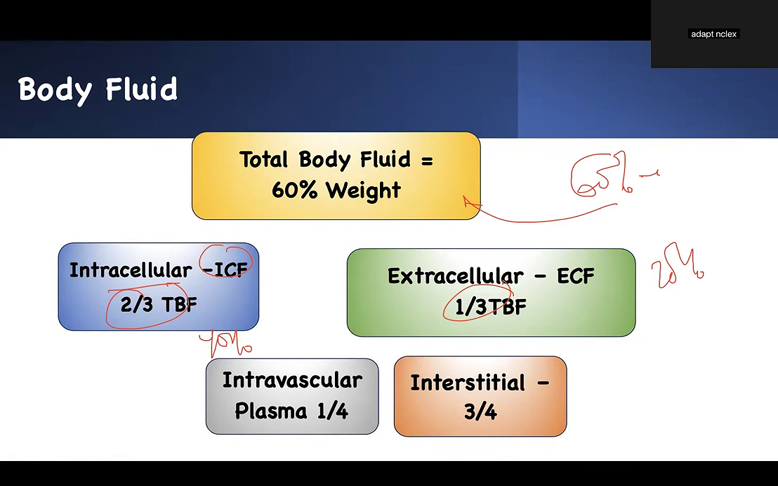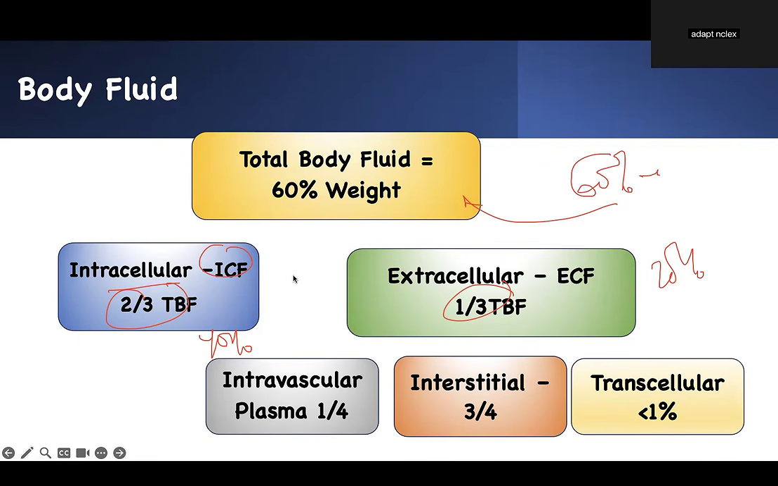Then there's a few that most people don't know about, and it's good to know. You've seen it before. We call them transcellular. You have to be familiar with them. One of them is cerebrospinal fluid. This is a transcellular fluid. There's also some that you can find in the pleural space, in the lung space. That is pleural fluid. This is also part of it.